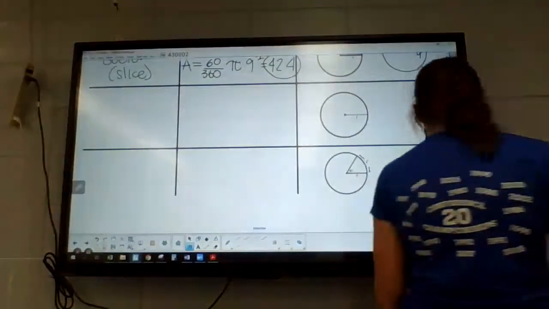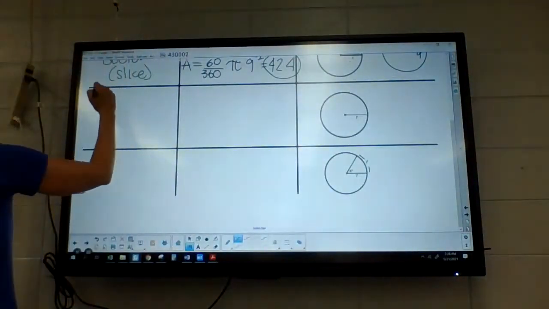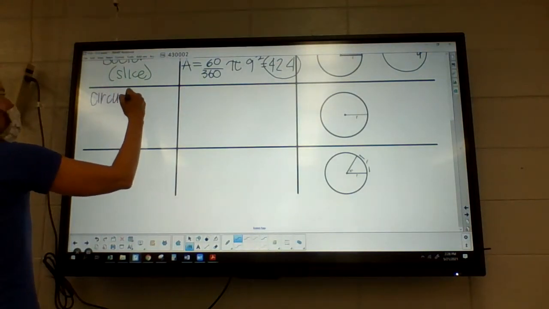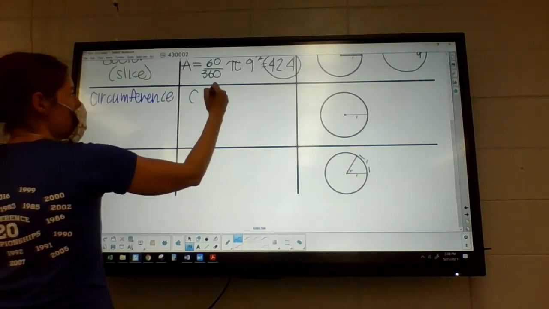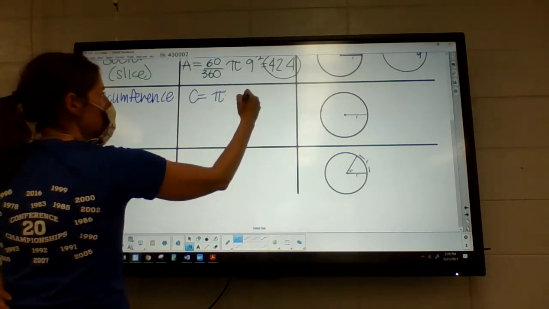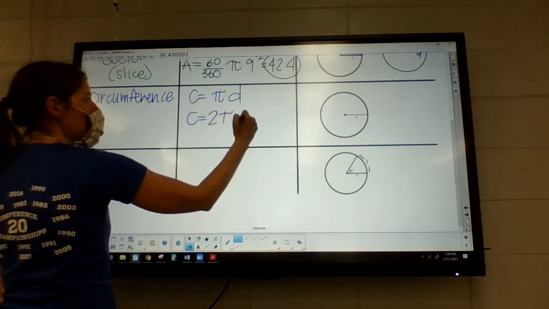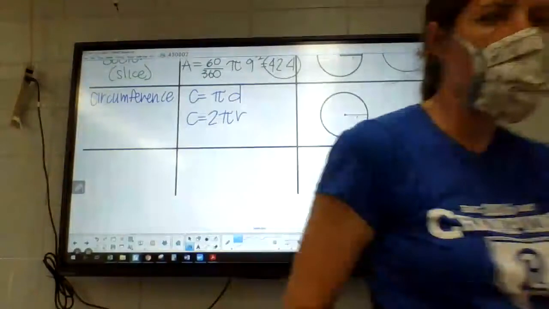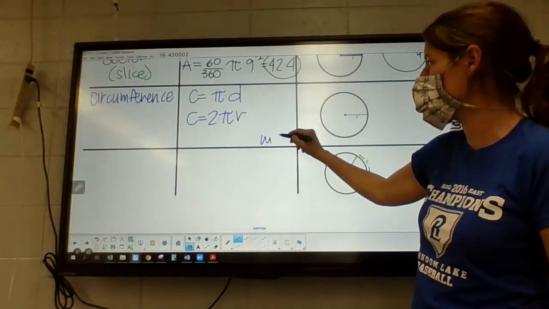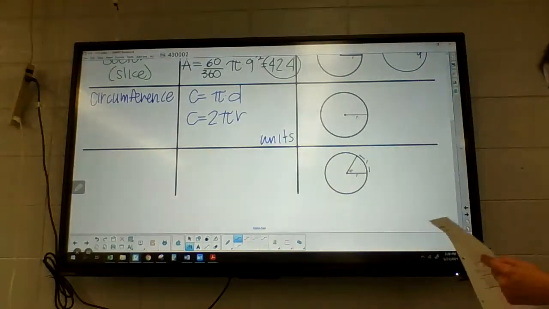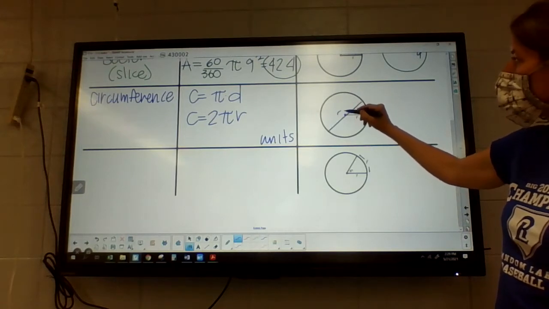To find this next part of the chart, we're going to write circumference in here. And we just talked about this, so this is pi times d, or 2 pi r. That's all multiplication. And that one's just going to be regular units again. Just a reminder that d is the distance across through the middle.